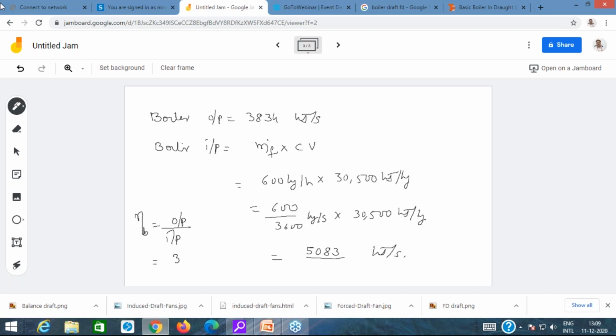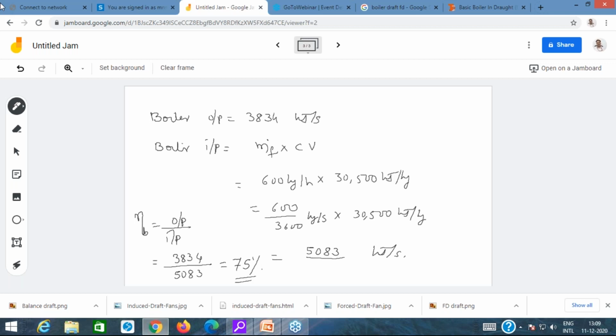3834, and as Akanksha, Gauri, Ganesh has given me the answer. Omkar has given me the answer. This is 5083 in the input. So the percentage is 75%. It is 75%. Okay.